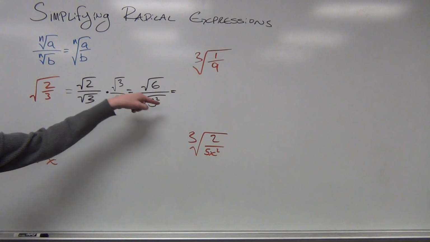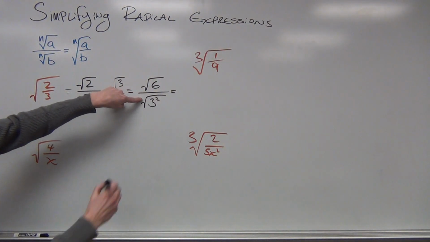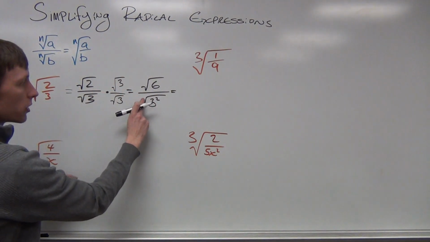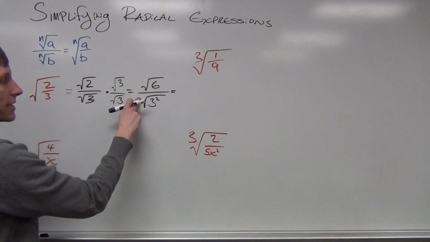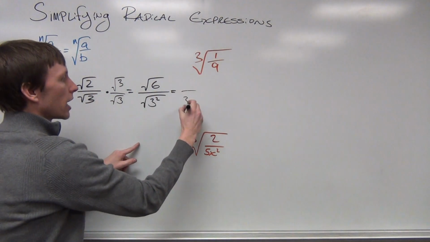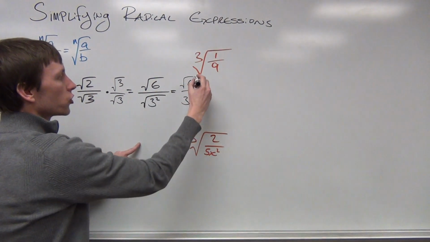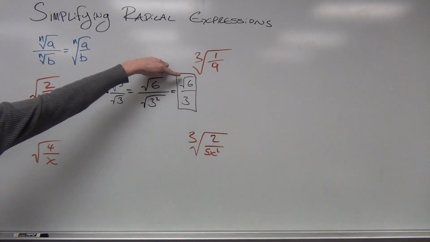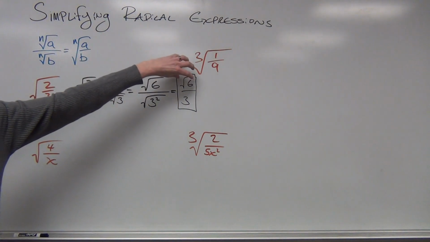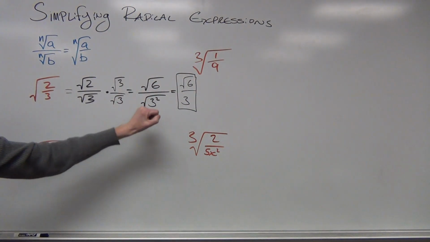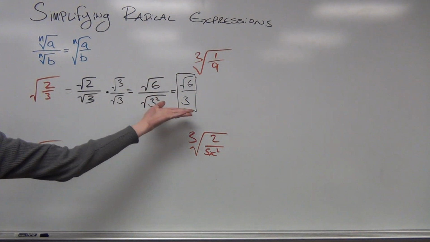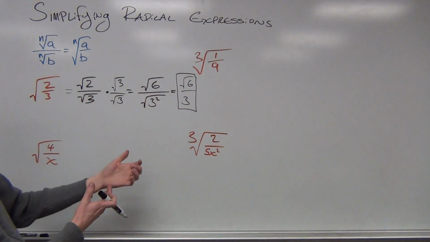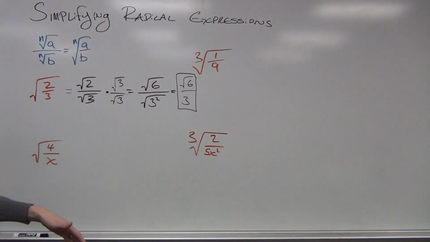The power matches the index. There's a 2 here. It's a square root. We just don't write the 2. The power matches the index. Therefore, those counteract each other. You're left with the square root of 6 divided by 3. We do have a radical in a fraction, but it's the numerator of the fraction. That's okay. And our denominator is a rational number, so this is considered a simplified radical.